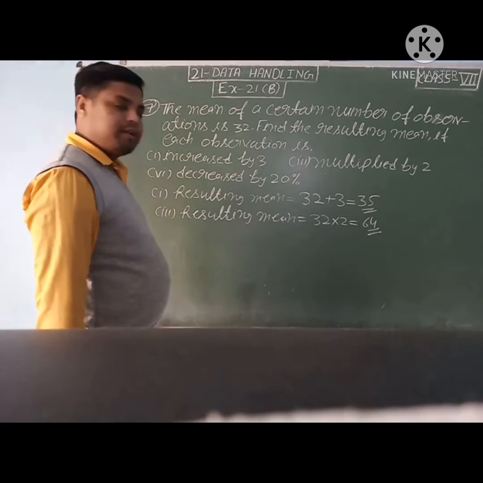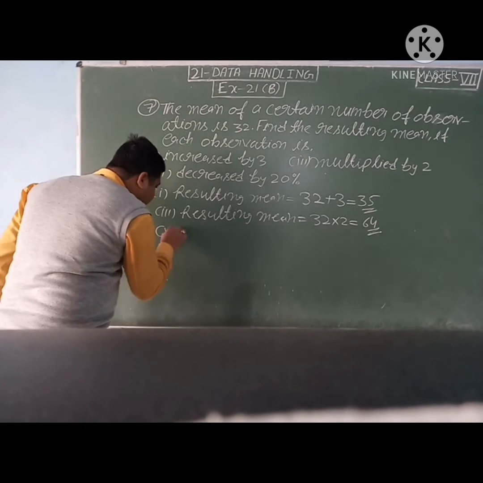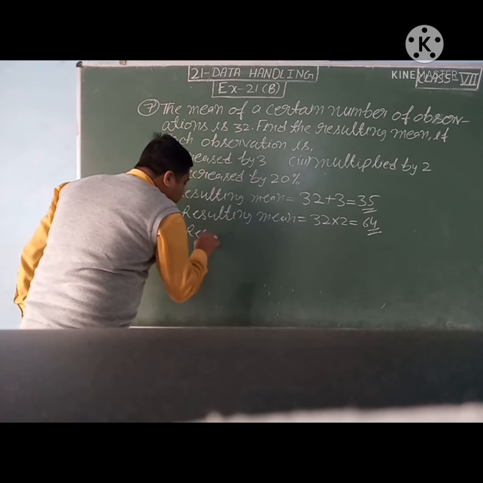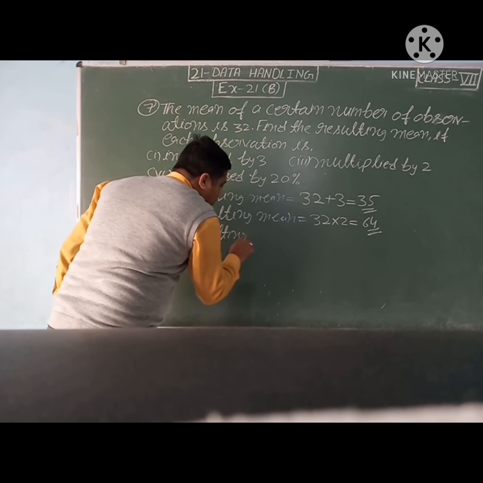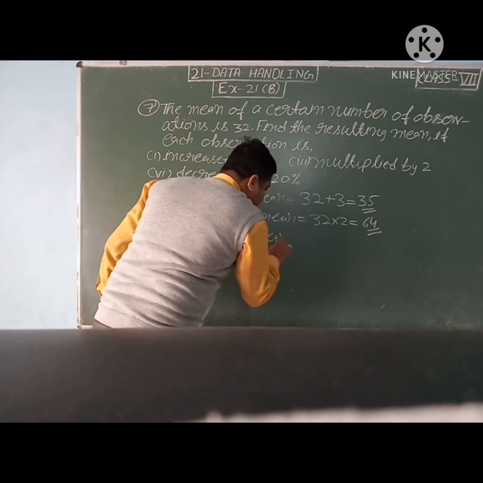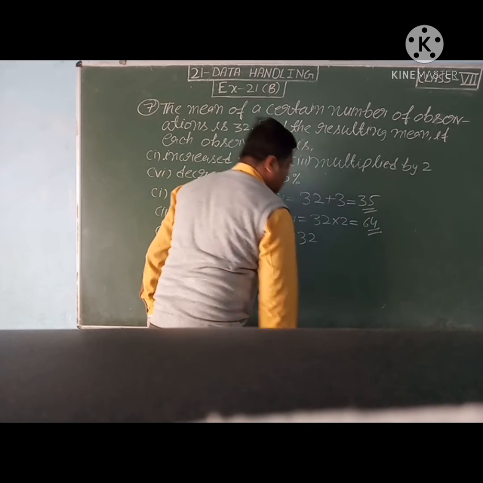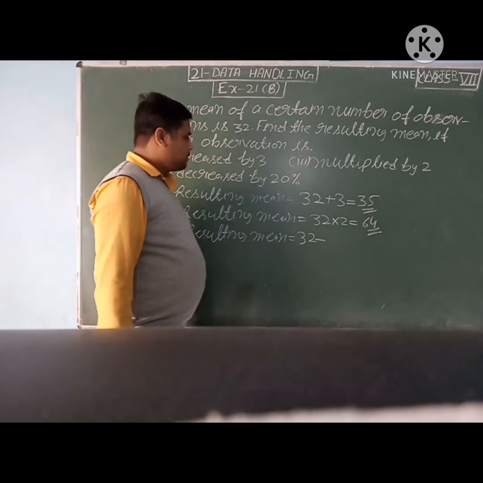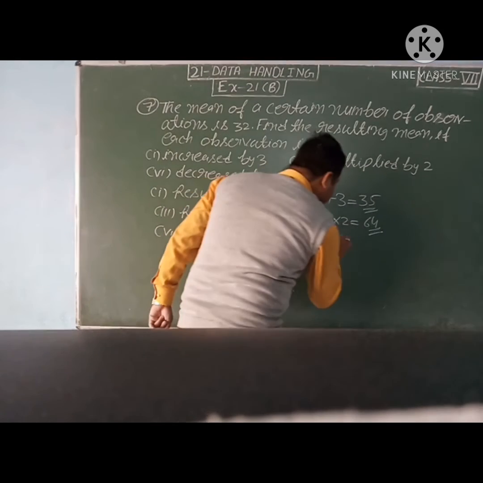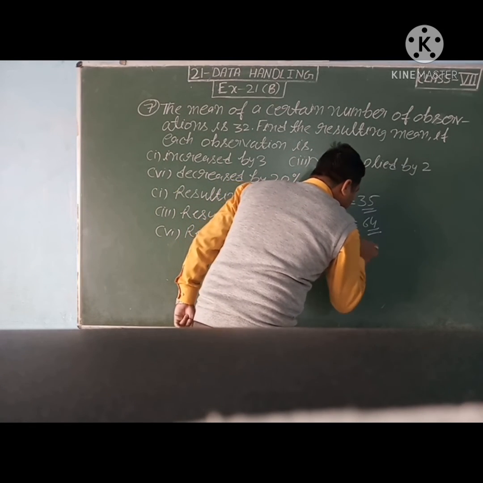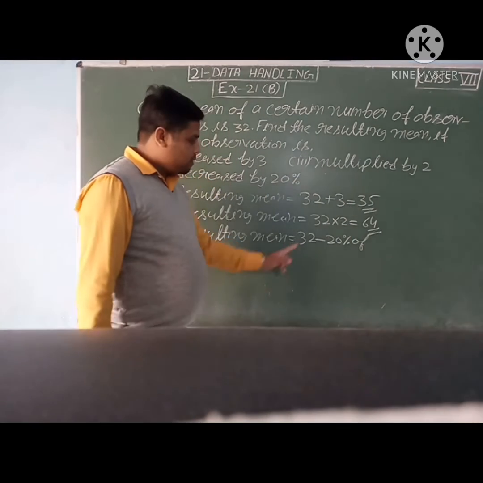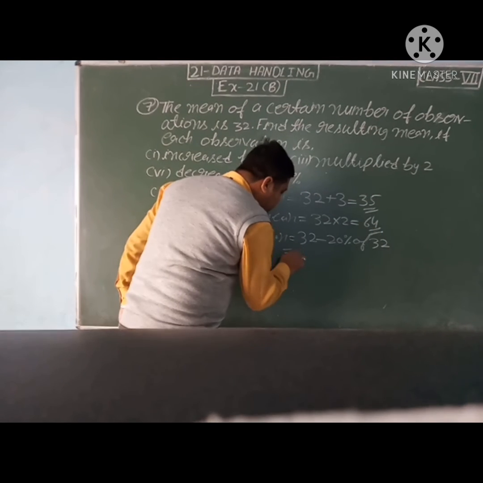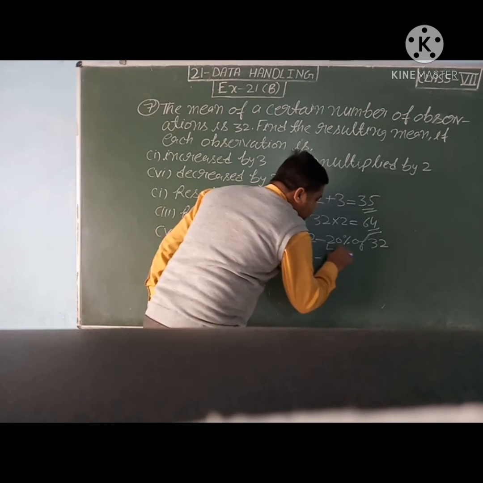Now the next part, the sixth part: decreased by 20%. So the resulting mean is equal to 32 decreased by, it means minus, how much decrease? 20%. So 20% of what? Of this mean, 32. So we can solve this according to the word math. First we will solve this.